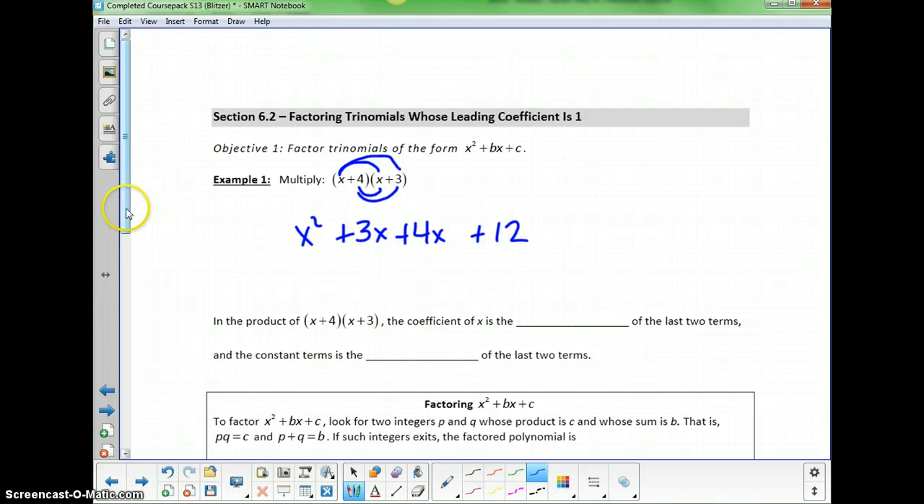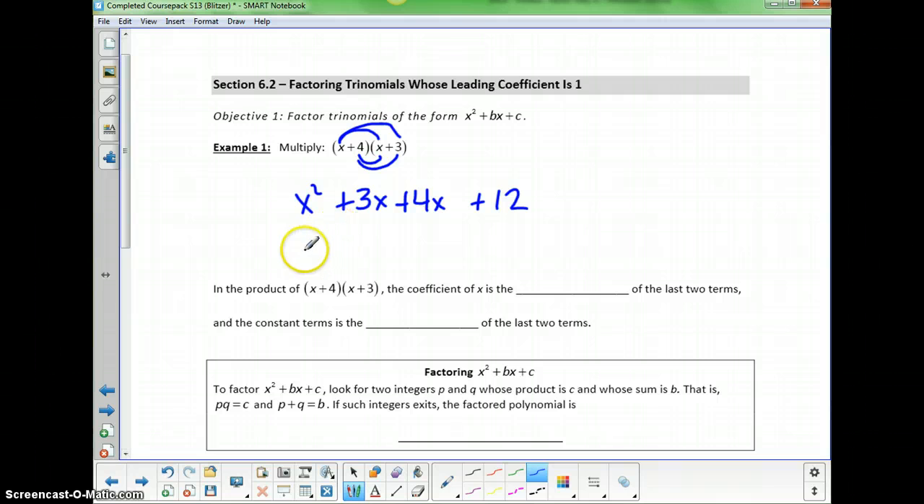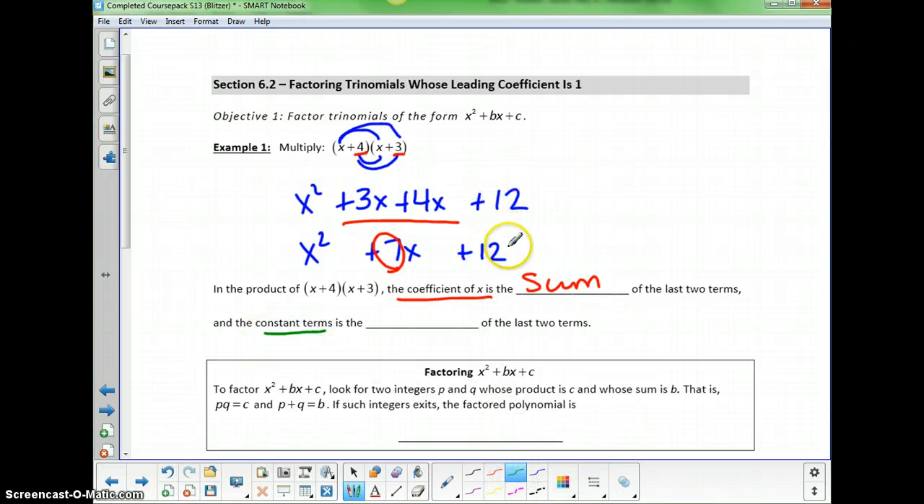Okay. What we're going to be looking at in this section is how to undo that process. Let's study it for a second. Once I combine my like terms, I have x squared plus 7x plus 12. Alright, so the coefficient of x, the 7, is the sum of the first and last terms, the 4 and the 3, right? Because I get those two middle terms and I add them up and have this sum as the coefficient of x. Alright, then the constant term, the 12, is the product of the last two terms.